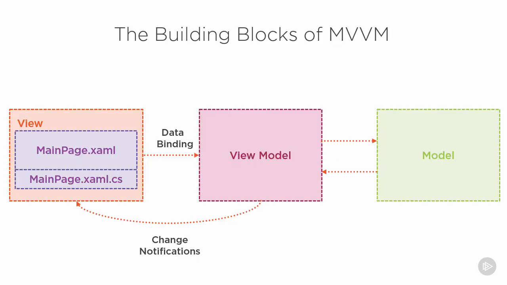So that brings us back to the full picture. In MVVM, we have three main building blocks. The view, which will data bind onto the view model through data binding. The view model is a class which exposes state and operations and will interact with the model to get and store data. Through change notifications and data binding, the view will be notified if the state of the view model has changed.